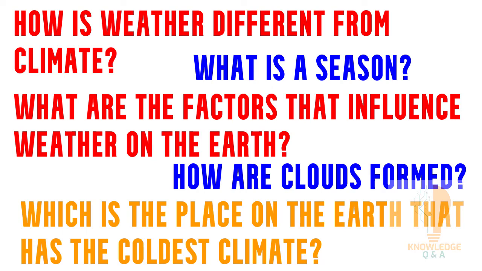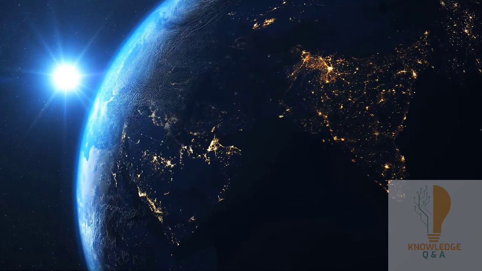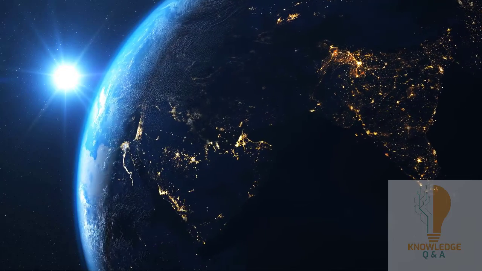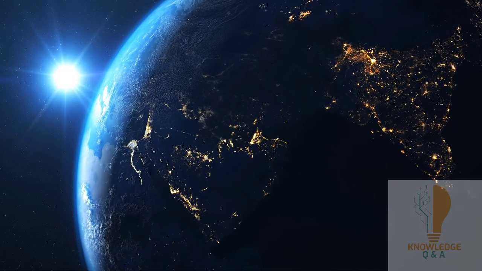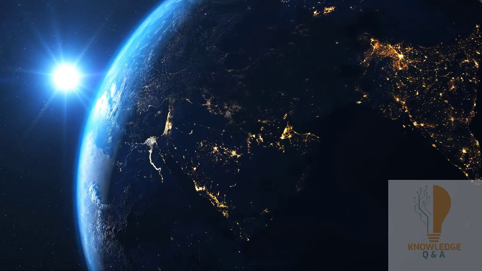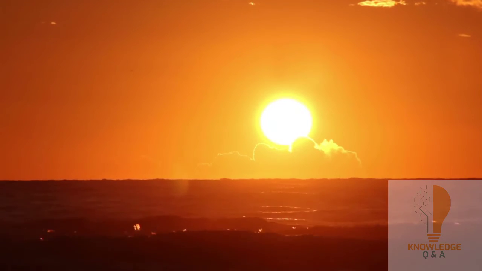How is weather different from climate? The Earth not only orbits the Sun, but also rotates on its own axis as it does so. The Earth's axis is in fact tilted, meaning that neither of the Earth's poles faces the Sun directly. This tilted axis is responsible for weather and different climates.